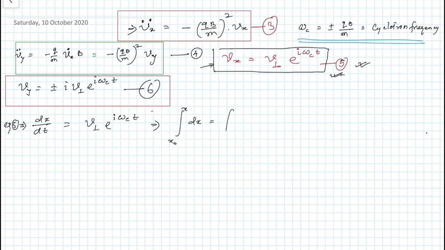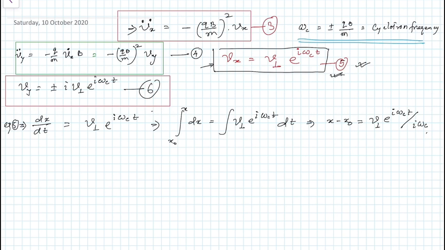So dx we can write like this, v perpendicular e to the power i omega c t, and let us write the dt on this side. Okay, so integrating this we will get x minus x naught is equal to v perpendicular e to the power i omega c t divided by i omega c.